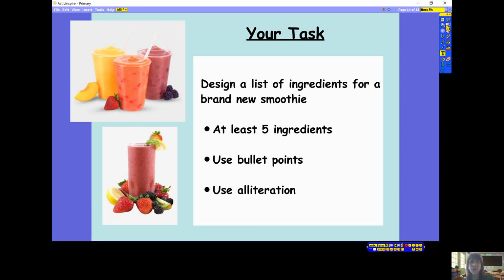Now, your task is to design a list of ingredients for a brand new smoothie. Now, remember, we want this to sound appealing. We want people to buy it. So please use appropriate, appealing adjectives when you are describing your ingredients. I want to see that you use at least 5 ingredients. You don't have to write in full sentences, bullet points are fine, but you must use alliteration to make your ingredients sound appealing to whoever you want to sell to. Now, I'm going to leave that up to you. It could be a smoothie for adults, it could be a smoothie for young children, up to you.